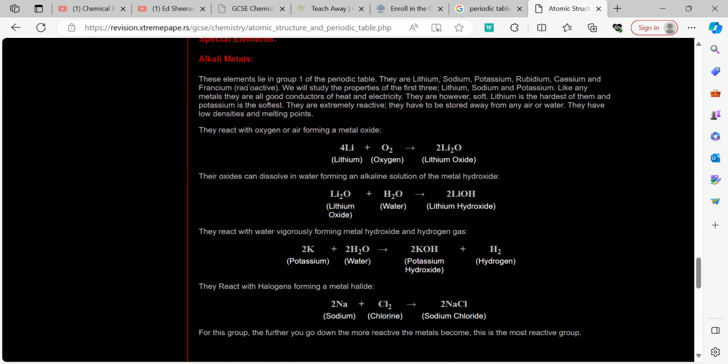Now, you need to know the specific properties of the alkali metals. Alkali metals are also known as group 1 elements. This is group 1.